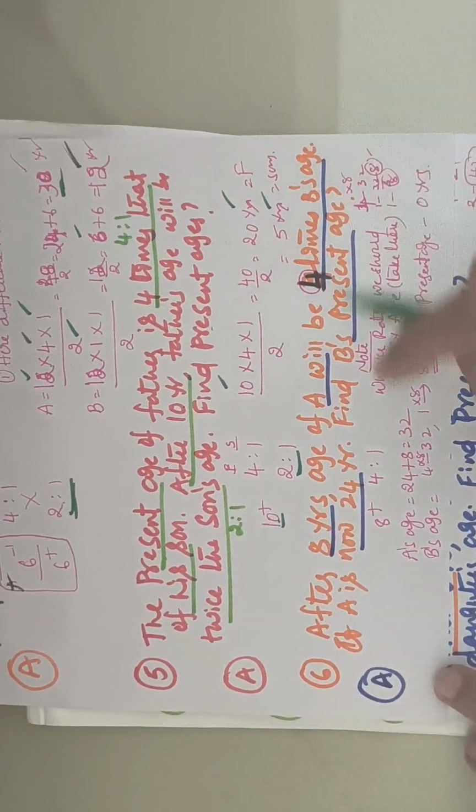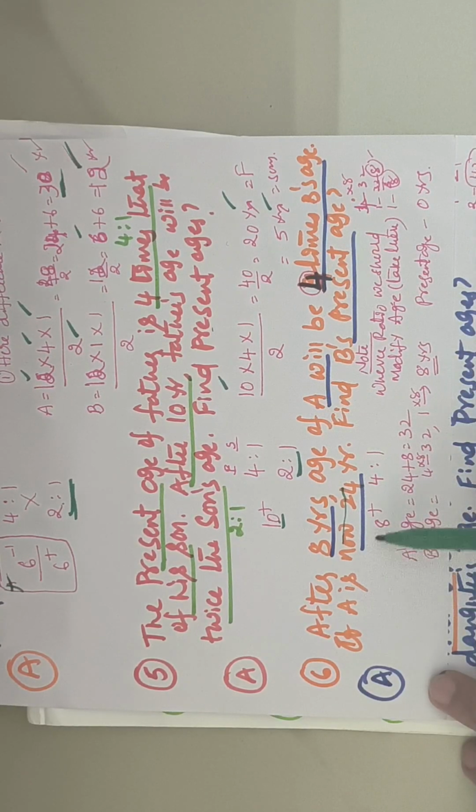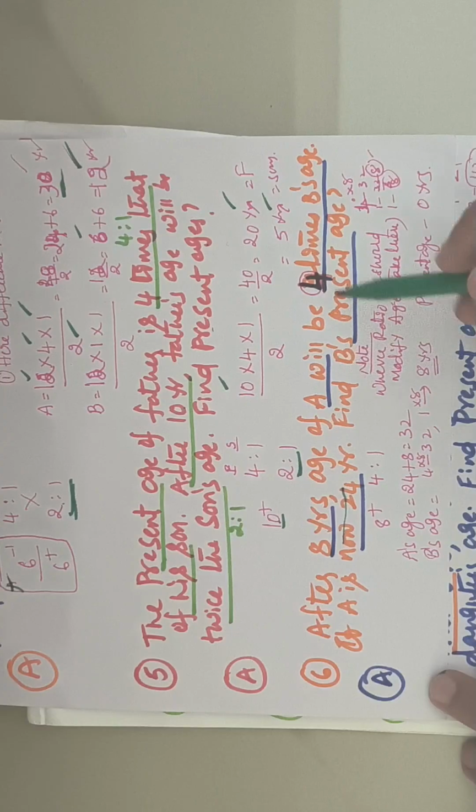Next question. After 8 years, age of A will be 4 times B's age. If A is now 24, then find B's present age. So they have given the ratio after 8 years, and that ratio is 4 is to 1. A is now 24 years. So find B's present age. You have to take this clearly. A is now 24 years. Wherever the ratio is there, the ratio is after 8 years, that is 4 is to 1.